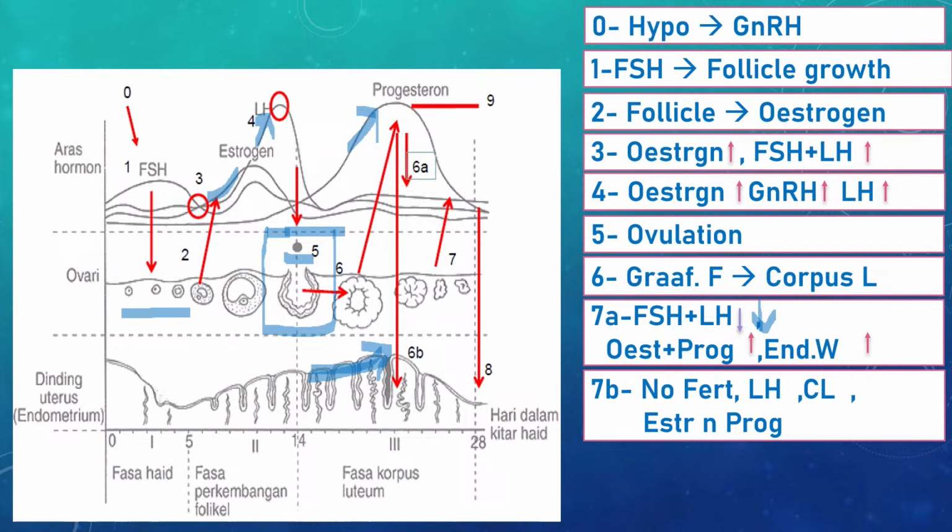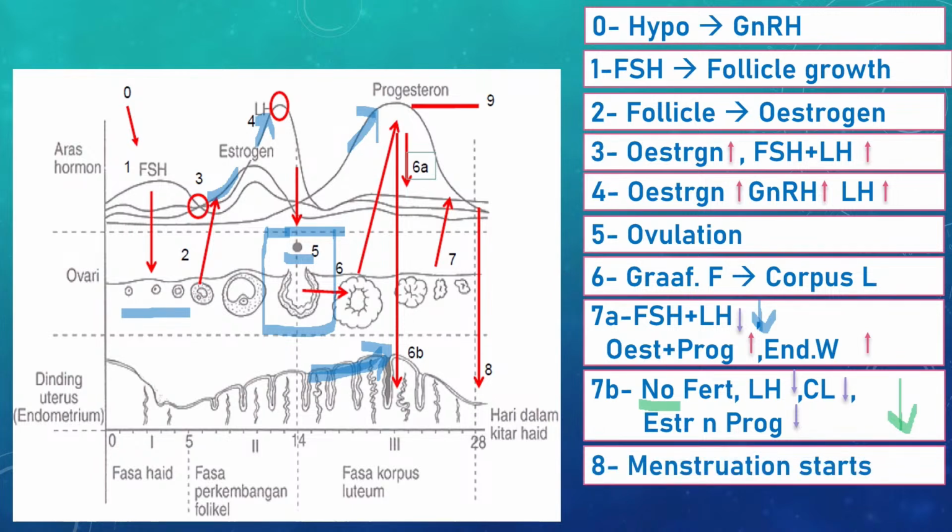If there is no fertilization, let's say there is no fertilization, then what happened here? LH will decrease. The corpus luteum starts to degenerate and also becomes smaller. Estrogen and progesterone start to drop. So everything goes down. LH drops, corpus luteum drops, progesterone and estrogen also drop. This will result in menstruation. They're preparing for the next menstruation stage.